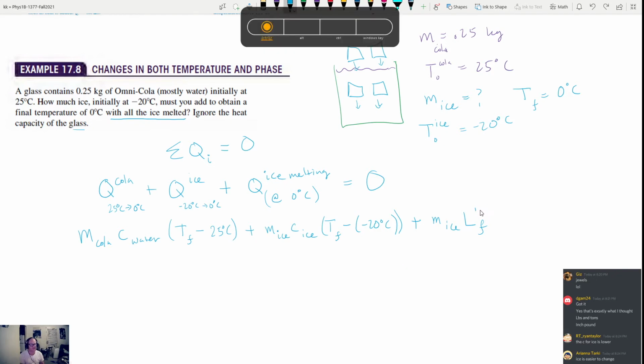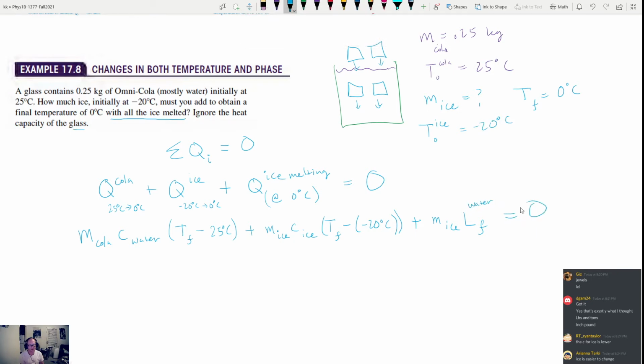The latent heat of fusion is going to be for water, because the latent heat of fusion is for water, not for ice. And there we go, and then we just need to solve. One nice thing about this problem is that T final is 0. So this is 0, and this is 0, and that's kind of nice.